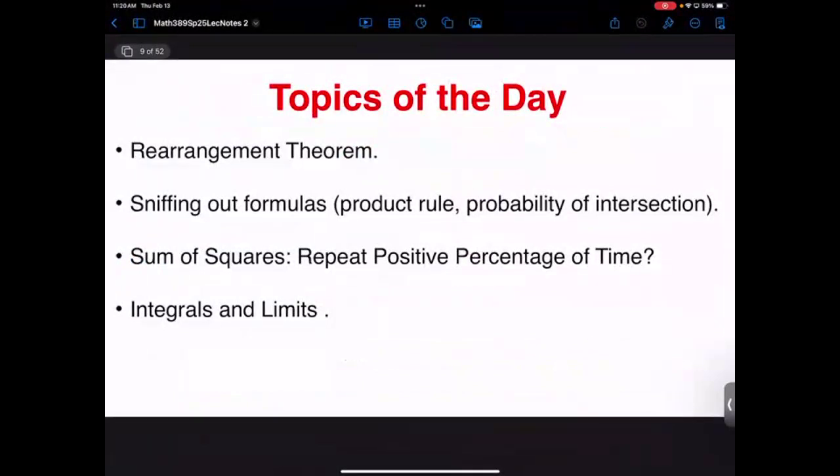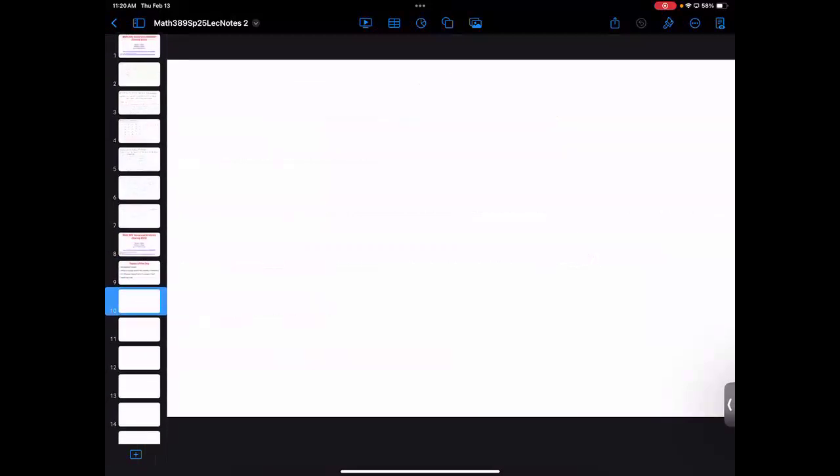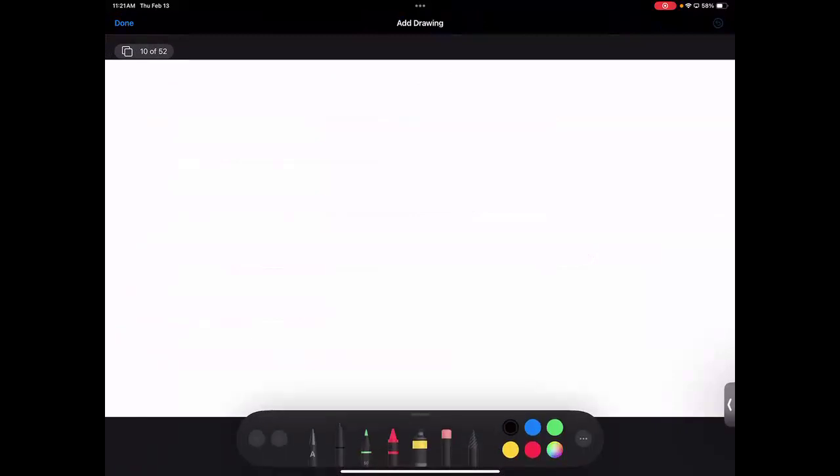How many of you know the rearrangement theorem? Do you do this in real analysis? So if I give you a sequence A1, A2, A3, dot, dot, dot, does it matter the order we sum? It would be wonderful if we could just sum the terms in any order we want, right?